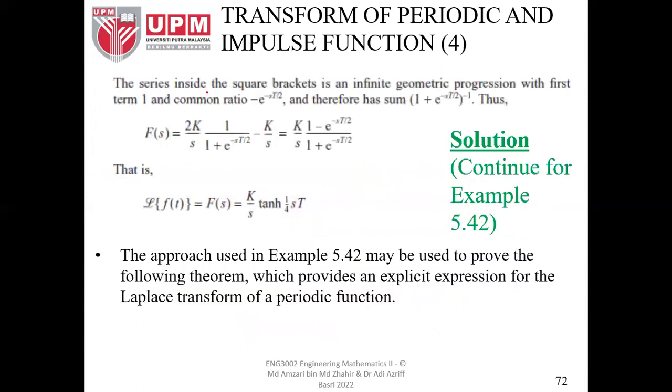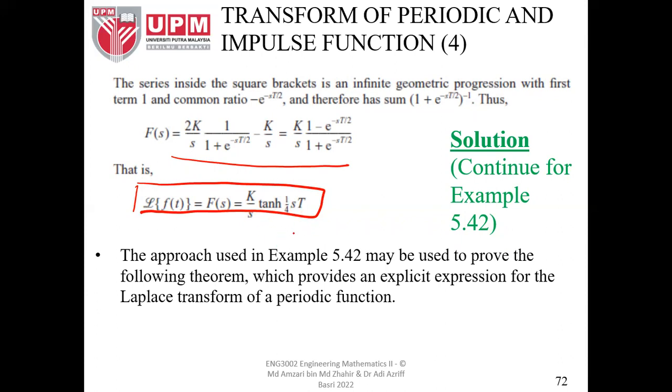Okay, so the series inside the square bracket is an infinite geometric progression with first term and common ratio of negative exponent, negative sT. Therefore, the sum can be expressed like this, and it can be simplified to become something like this. So the Laplace transform of the square wave will be F(s) equal to k/s times hyperbolic tangent of 1/4 sT.